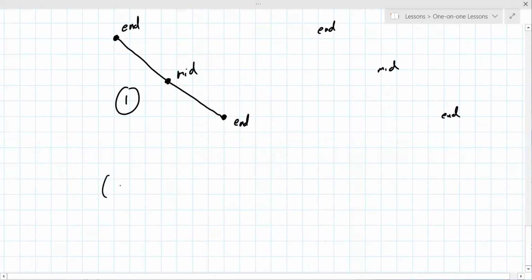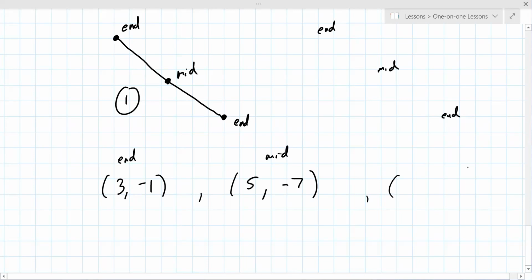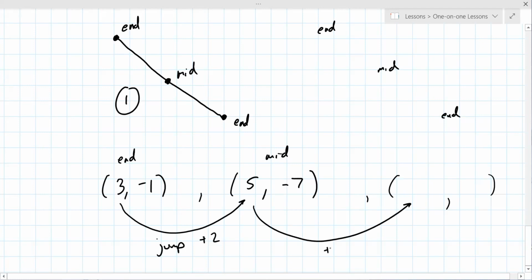Let's say I give you the point 3 comma -1, and I tell you that's the endpoint. And then I give you 5 comma -7, and that's the midpoint. So you're looking for the other endpoint. You're looking for the number that, when you add it to the previous number and divide by 2, you get 5. But I feel like that's kind of confusing. I look at this as jumps. What's the jump to get from 3 to 5? Plus 2. So if we add 2 here, 7. Is 7 plus 3 divided by 2, 5? Yeah.